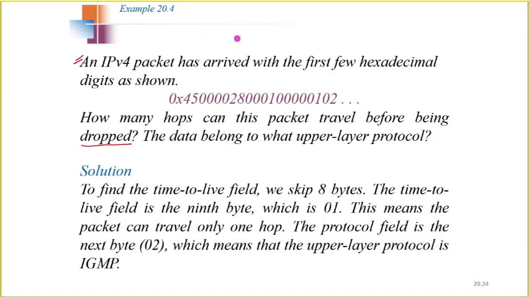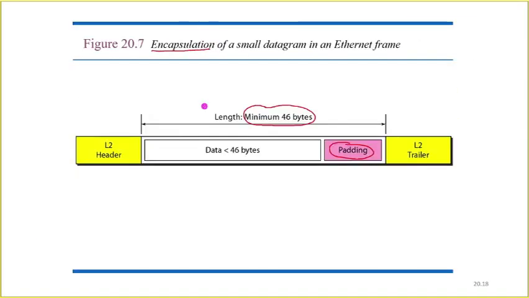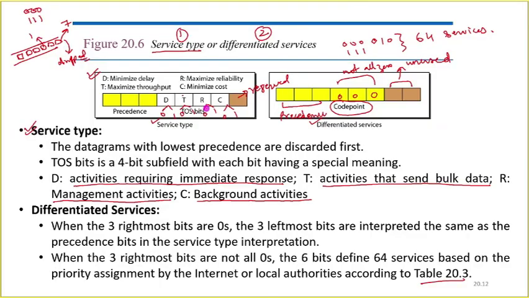Time to live means how many routers the packet has traveled, that is, how many hops it is going to perform. From the source, this is the first hop, then the second hop, then the third hop, and it comes here. So we need to find out how many hops it is going to travel, that is, what the time to live is.